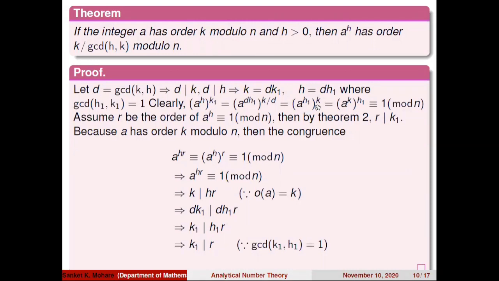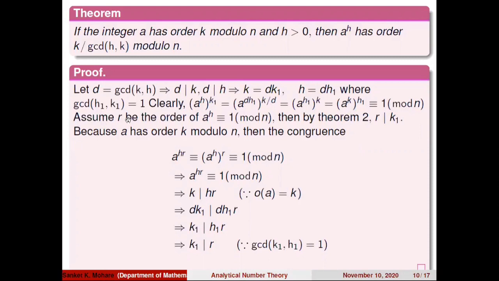So using laws of indices, I can write this as A to the power K times H1. But K is what? K is the order of A. It means A to the power K is congruent to 1 modulo N. So that's why (A to the power K) to the power H1 is congruent to 1 modulo N. Getting this?